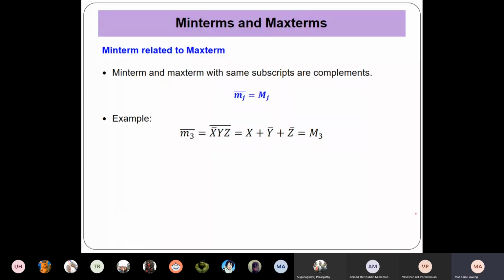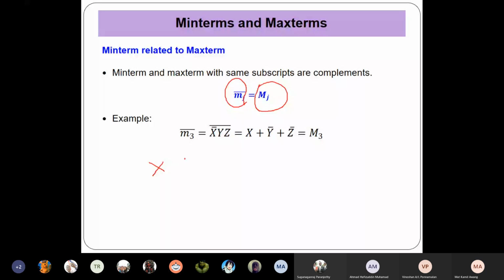How are the min term related to max term? The min term and max term with the same subscript are complements. They complement each other. So the min term bar is actually equal to the max term. Let's say for example, min term 3 bar, which is x bar y z bar, is equal to x plus y bar plus z bar.